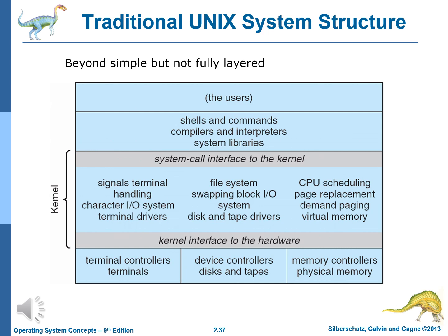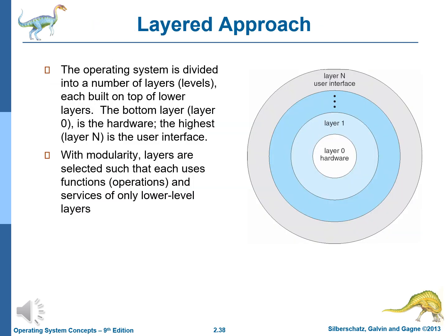This figure shows the traditional Unix system structure. Layered approach. With proper hardware support, operating systems can be broken into pieces that are smaller and more appropriate than those allowed by the original MS-DOS and Unix systems.